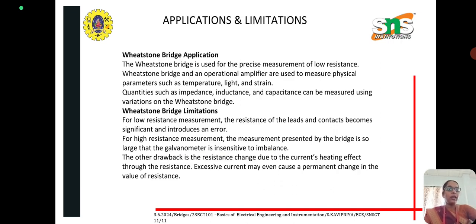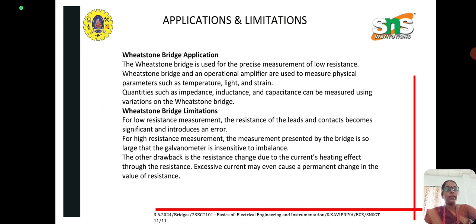Application and limitation. It has applications. The Wheatstone bridge is used for precise measurement of low resistance, and it is used in amplifiers and operational amplifiers. It is used to measure physical parameters such as temperature, light and strain, and quantities like impedance, inductance and capacitance can be measured using variations of the Wheatstone bridge.